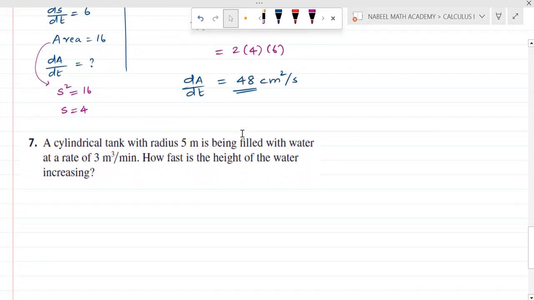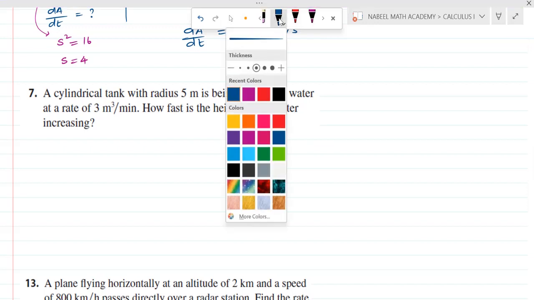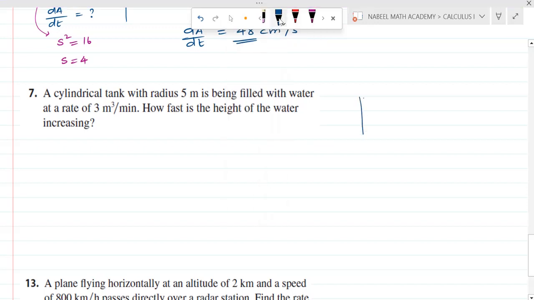Now the next one is a cylindrical tank with the radius. This is a cylindrical tank you will have. Let us take what are the things which are given. R is given, R is 5. It is being filled with water, and at the rate, what is the rate it is given? It is given as d volume.